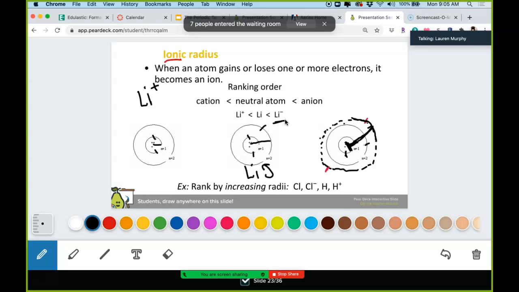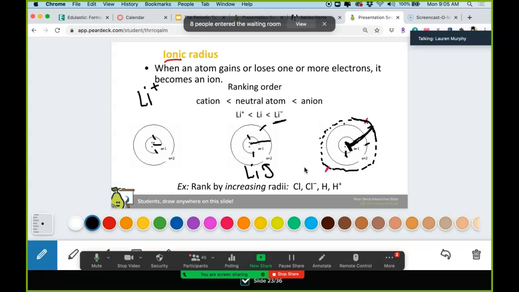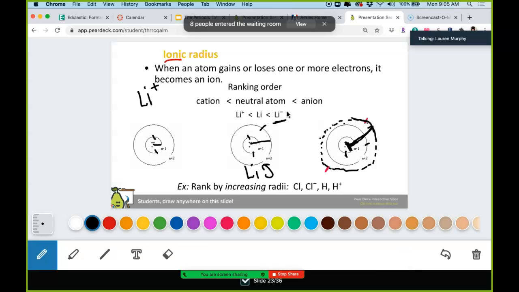So an anion is going to be larger than its normal element. So these all were lithium. The cation of the lithium atom is the smallest and the anion of the lithium atom is the biggest. So again, you have to kind of mess with electrons.